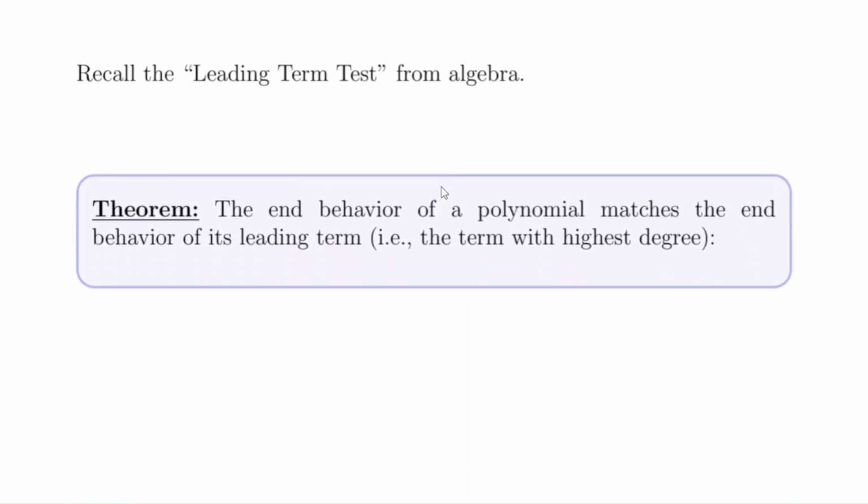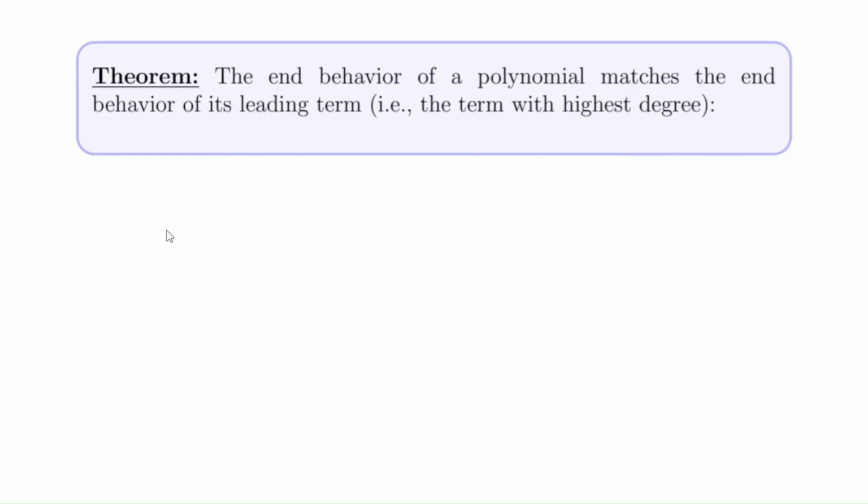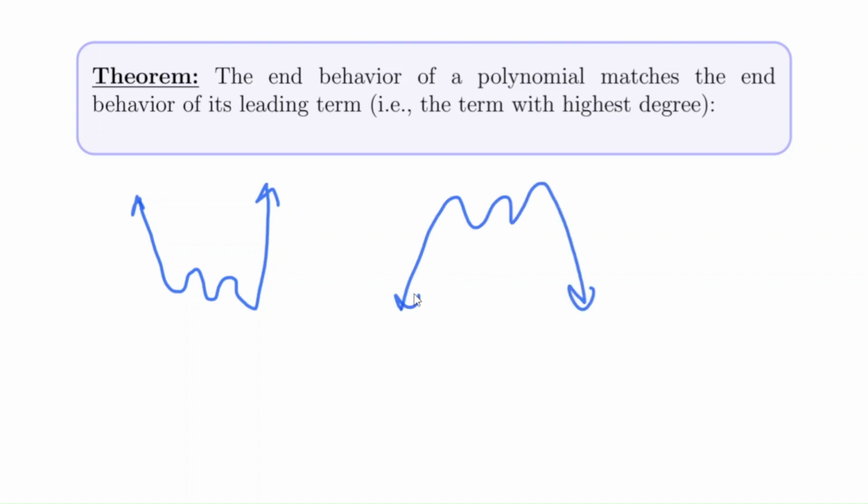So the leading term test from algebra essentially says that the end behavior of a polynomial matches the end behavior of its leading term, the term with highest degree. So if you remember, polynomials really come in 4 flavors. If you look at the graph of a polynomial, it'll either look something like this, or like this, or like this, or like this.